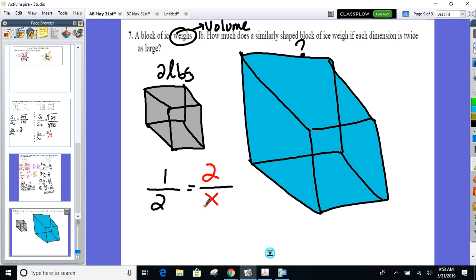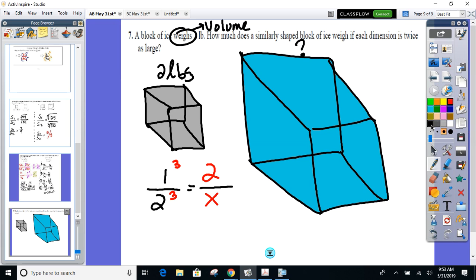Well, you just said it wasn't 4. Well, it's not. We still have to do something to that proportion. Similarity and volume don't equal each other. What do I need to do to my similarity so the volumes are equal? I need to cube my similarity ratio. And you'll see it's much more than just double the weight.